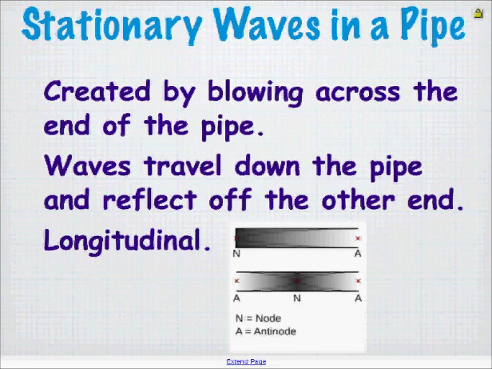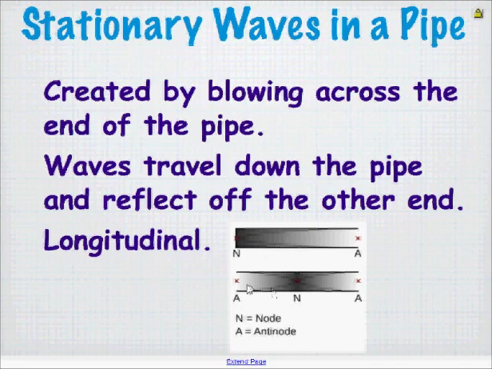Waves travel down the pipe and reflect off the other end. That includes reflecting off an open end. So this here is a tube that is closed at this end and open at this end. A wave can get pushed down the tube, reflect off the solid end and come back, but it also reflects off an open end and goes back in.